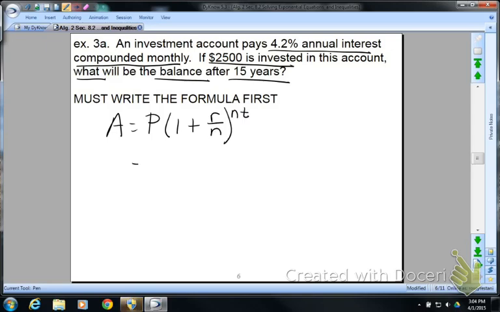Now let's plug in what we know. The principal is the amount invested. We invested $2,500. Times 1 plus the rate is 4.2%. Now 4.2%, we must change it to a decimal and drop the percent sign. So it's 0.042.